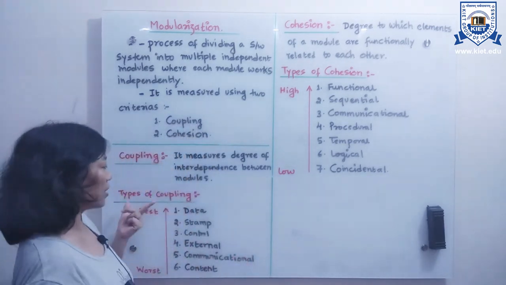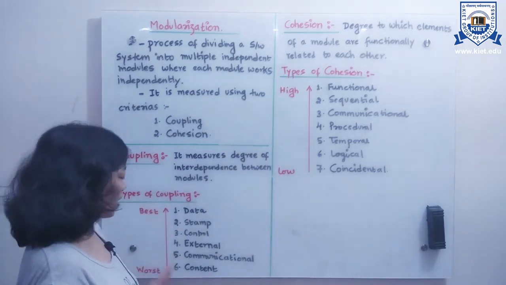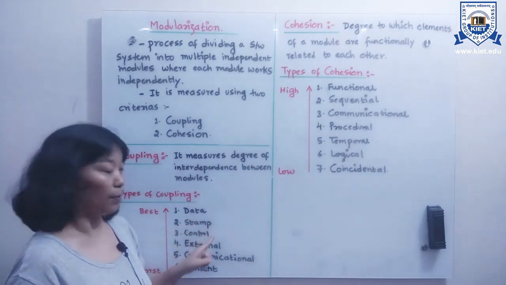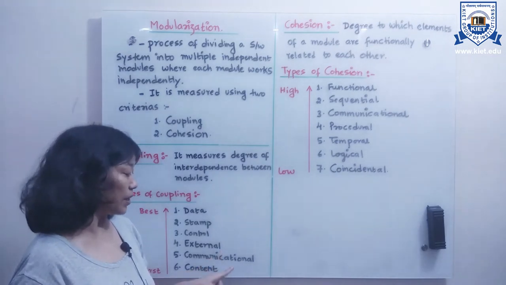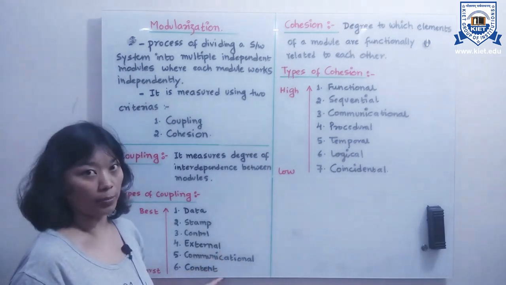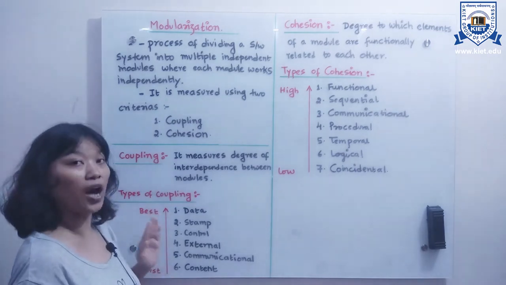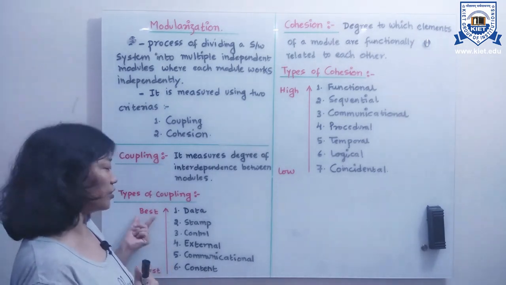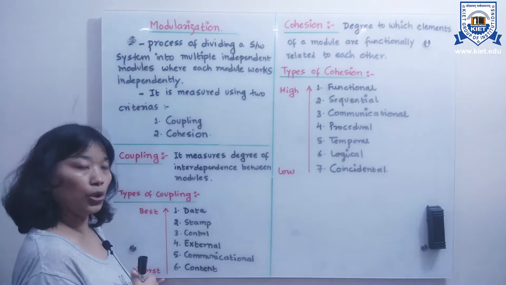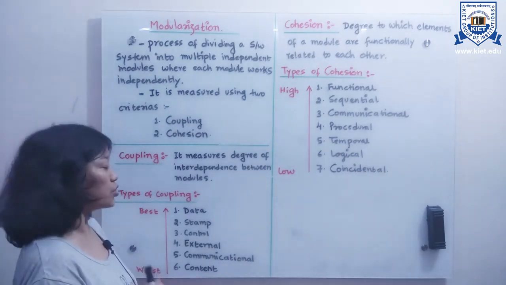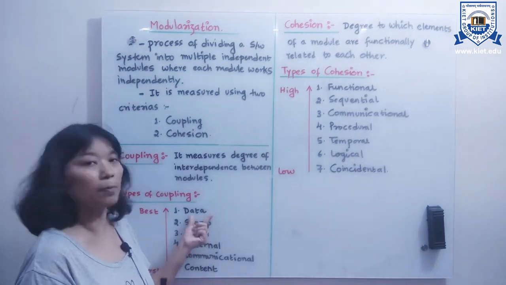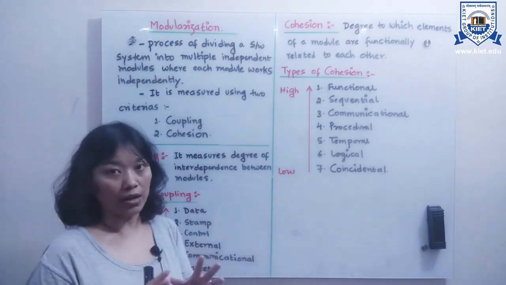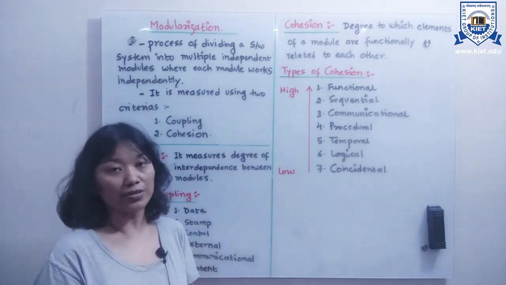Now I need to tell you the types of coupling. I have mentioned here six types of coupling: first, data coupling, stamp coupling, control coupling, external coupling, communicational coupling, and at last content coupling. As you can see, there is an arrow going upwards, which states that from the downward direction, this one is the best, and at the top, content coupling is the worst. Whenever I need to do coupling, data coupling is the most desirable one, and content coupling is not at all desirable in the modularization process.